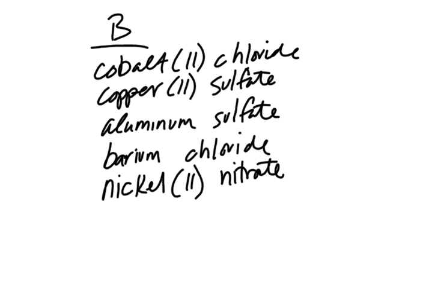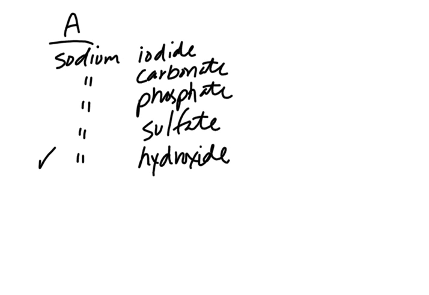Now, like I said, you're going to have all possible combinations of these 5 chemicals with these 5 chemicals, and you're going to predict what the reactions are going to be, and then you're going to explain those reactions that occur in a chemical equation.